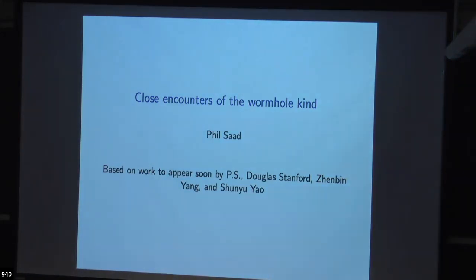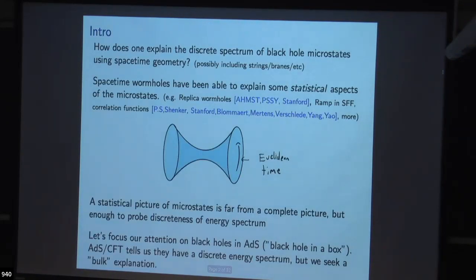Ready? Yeah. Okay. So, some background first. A big question in quantum gravity is how one explains the discrete spectrum of black hole microstates using space-time geometry, maybe souped up with strings and branes, stuff like that. In recent years, there's been some progress in this direction using space-time wormholes.